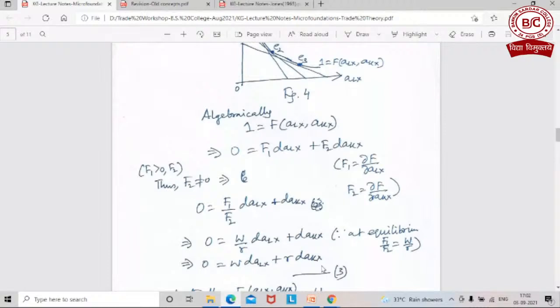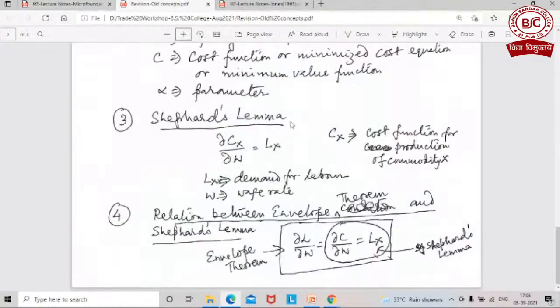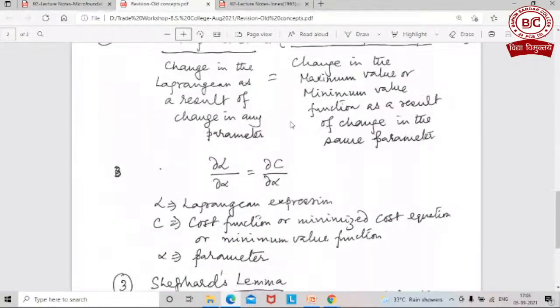Did you get my question? Here I am saying 0 equals W dALX plus R dAKX is the envelope condition. But just a few minutes back, when I explained the old concepts, I mentioned the envelope condition this way: change in the Lagrangian as a result of change in the parameter is the same as change in the maximum or minimum value function as a result of change in the same parameter. Did everybody get it? Yes, sir.